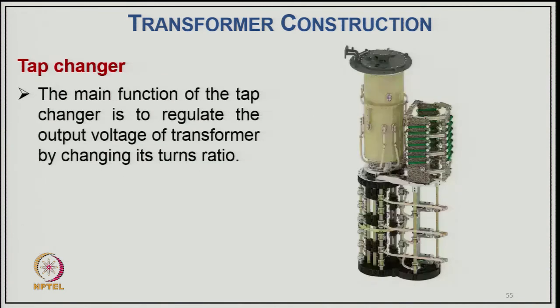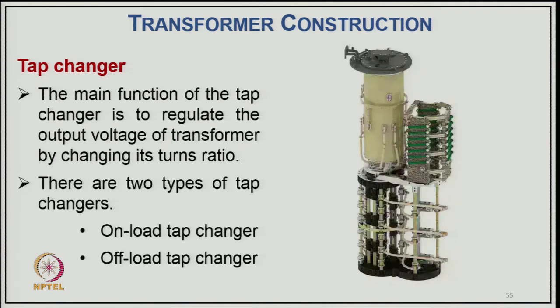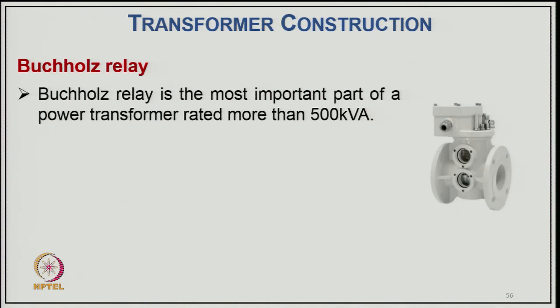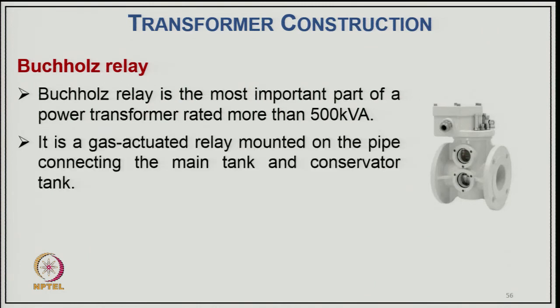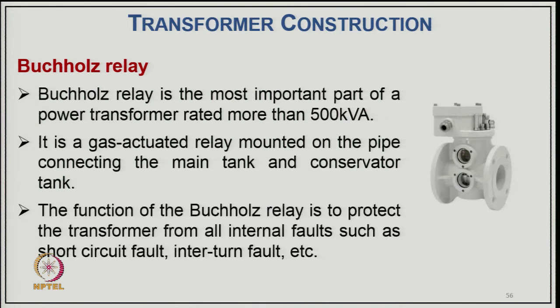Now, tap changers. The main function of tap changers is to regulate the output voltage of the transformer by changing its turns ratio by 5%, and there are two types of tap changers, on load tap changer and off load tap changer. Now, the Buchholz relay is the most important part of a power transformer rated more than 500 kVA, and it is a gas actuated relay mounted on the pipe between the main tank and the conservator tank, and the function of the Buchholz relay is to protect the transformer from internal faults such as short circuit faults.